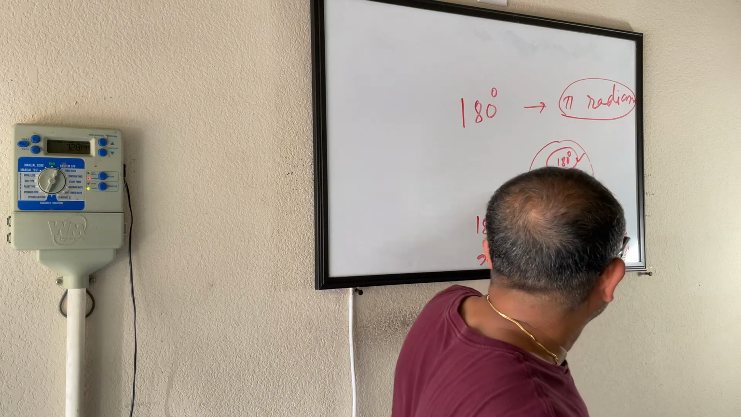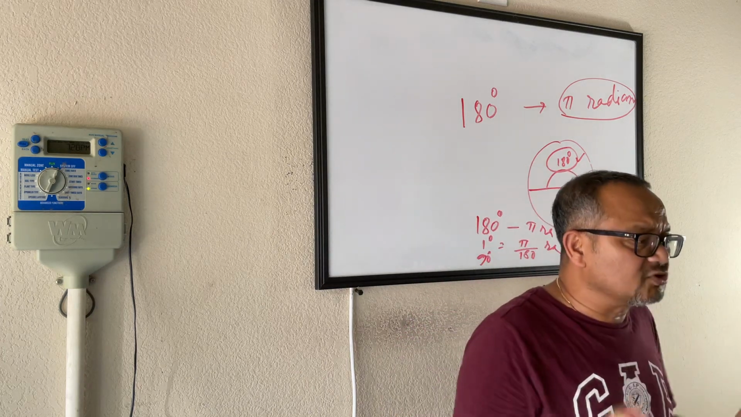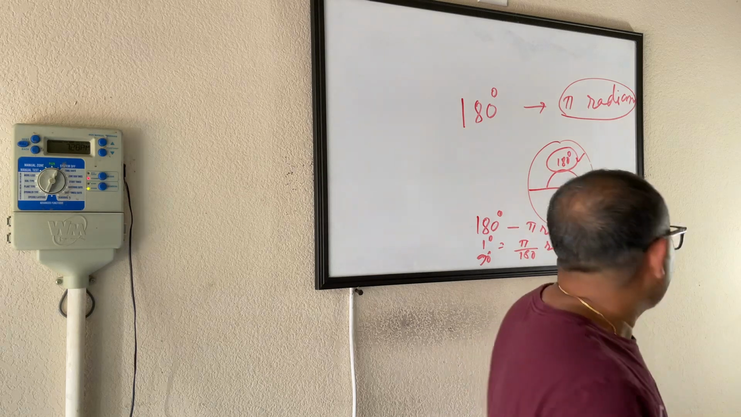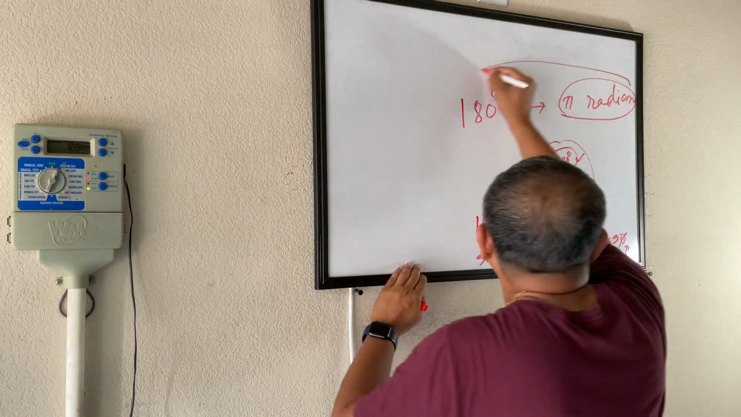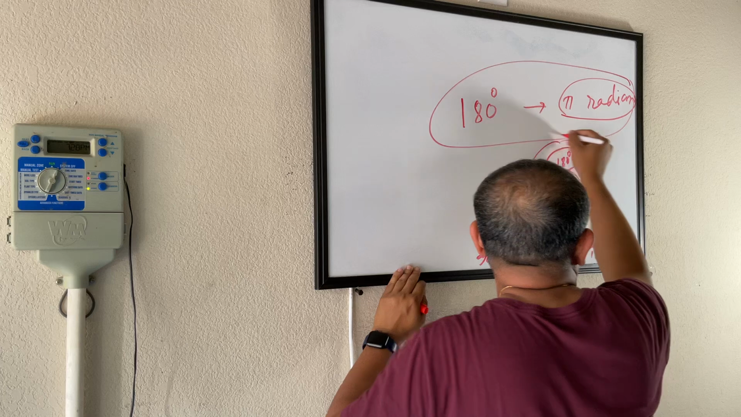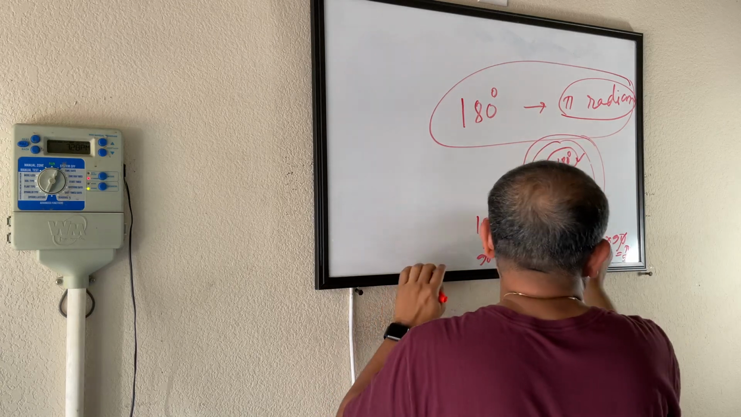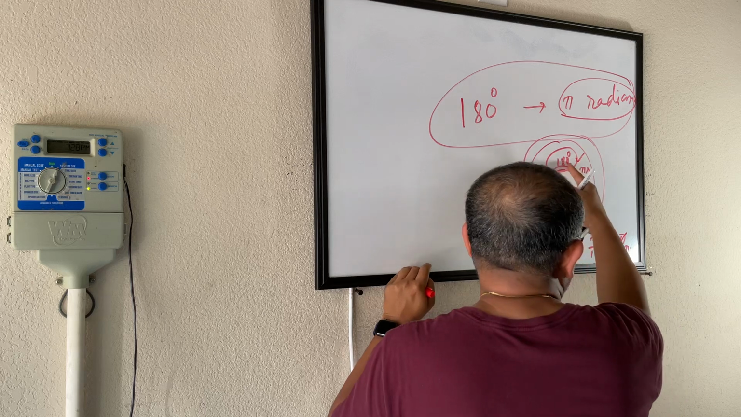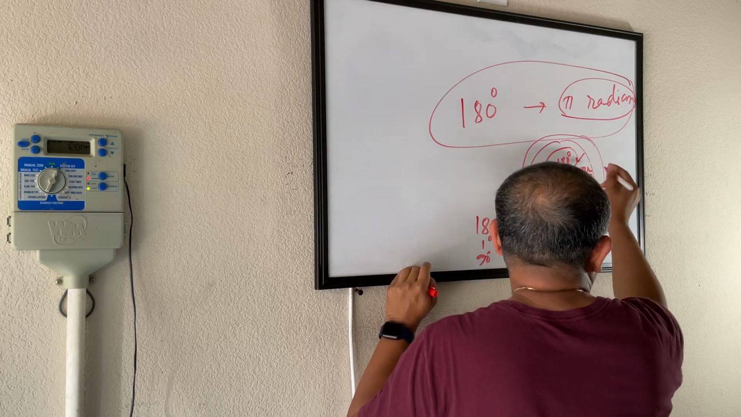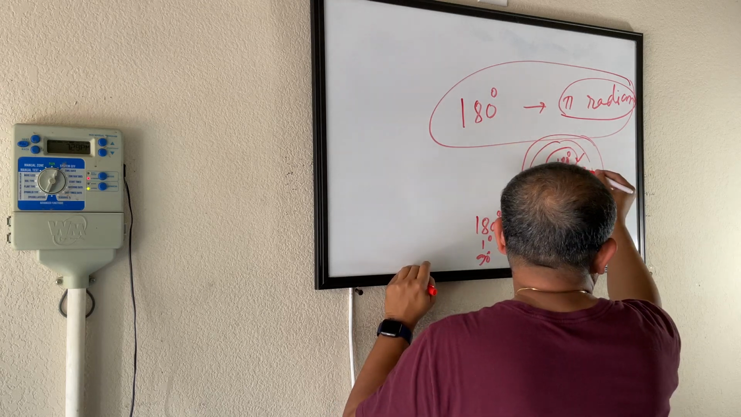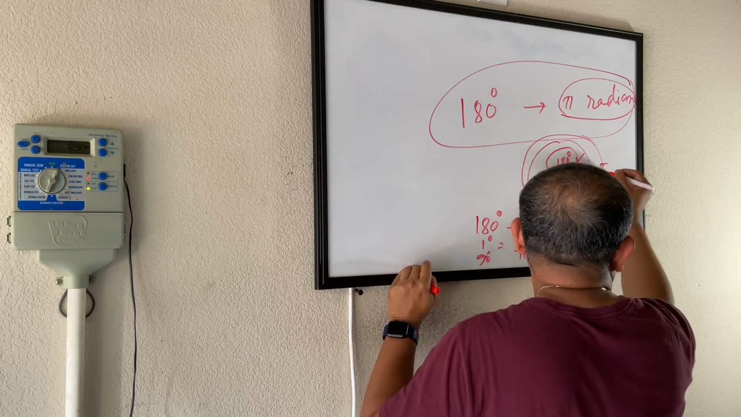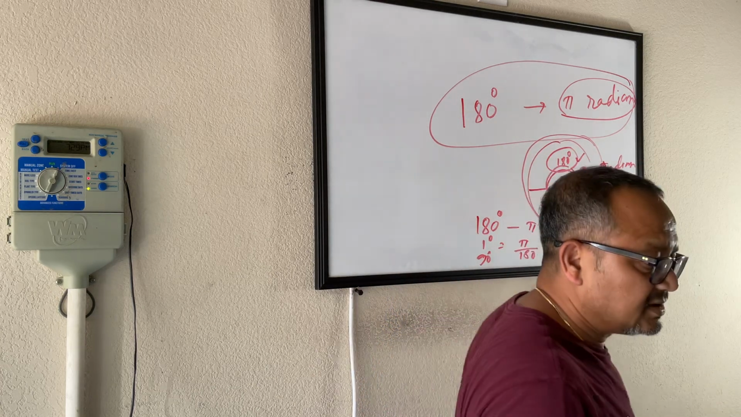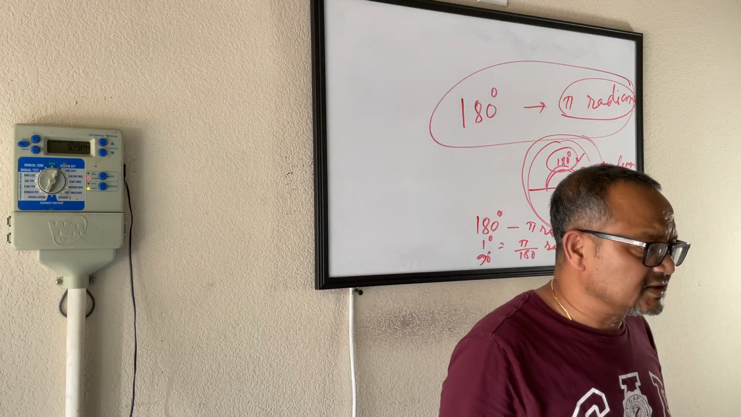So basically we don't really have to worry too much about how to convert degree to radian, as long as you remember this one thing, or you remember this picture in your mind, that half of the circle is nothing but pi radian. In degree it's 180 degree, in radian it's pi radian. That's it. Does that make sense?